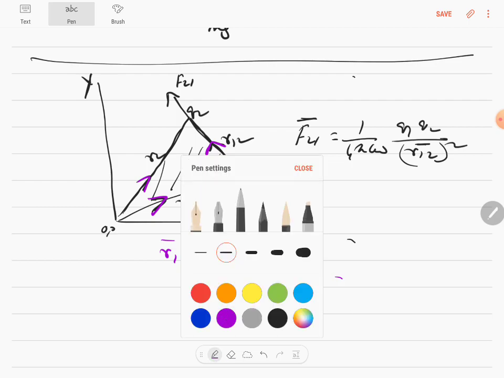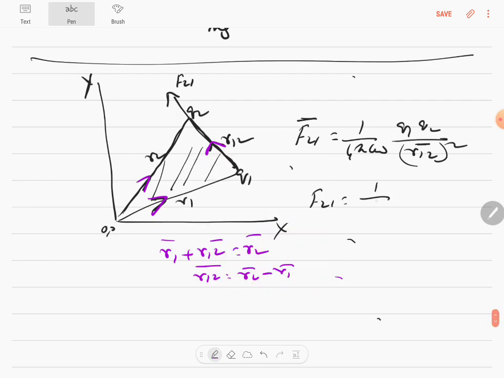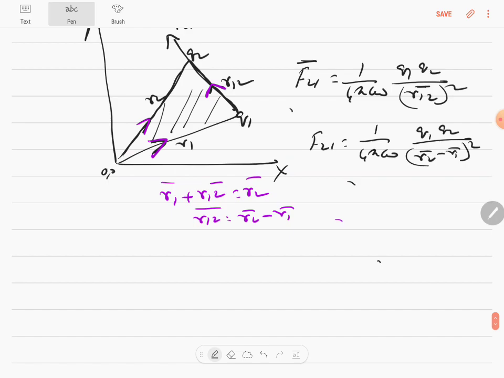So you can also write F21 as 1 by 4 pi epsilon naught into Q1 Q2 by r2 vector minus r1 vector the whole square. But when you square a vector, it will become a scalar. Therefore, you have to write r12 cap, just to continue to represent it as a vector. So that's about the F21 vector.